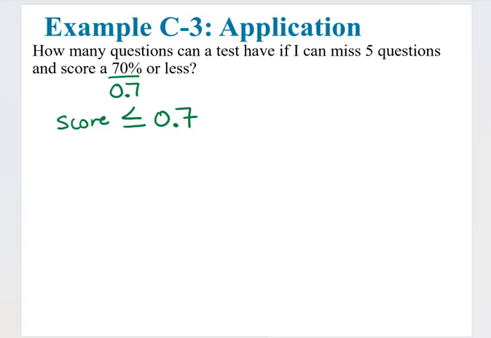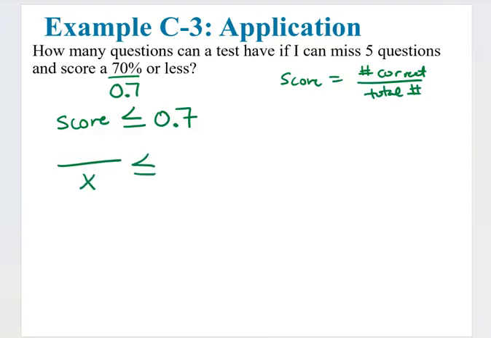Okay, so the score on a test that we get is always going to be the number that we got correct. So over here, I'm just going to make myself a little note: the score is the number correct over the total number of problems on the test. Okay, and I don't know either of these things, right? So let's say that x is the total number correct. So my score is going to be over x, and then the total number of problems on the test.